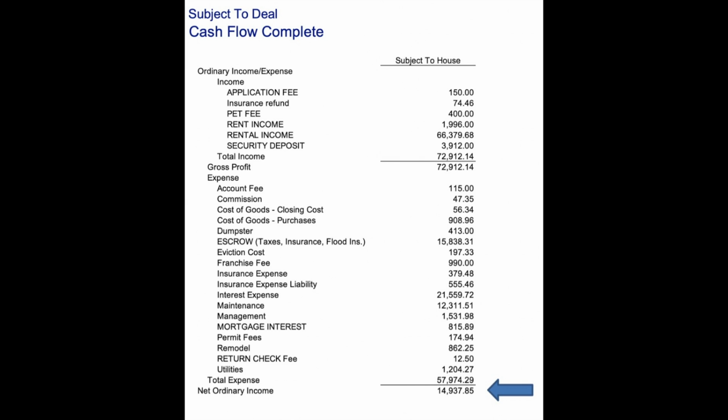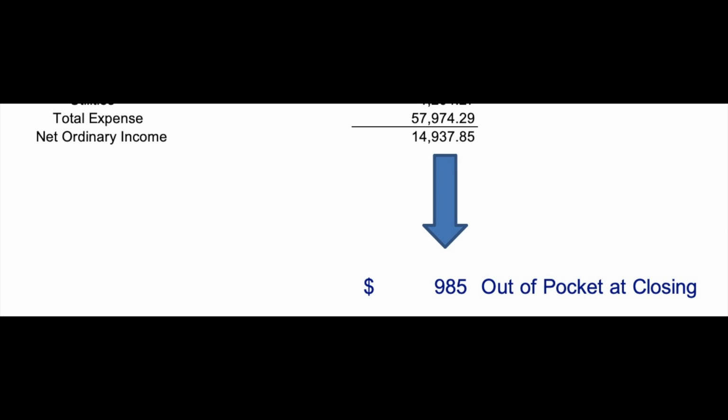So let's see what's happened with this property. This next slide shows the cash flow over the complete time we have owned this property, approximately 5 years. Now note that it does not include paying the loan off. If you take out paying the loan off, then we would have brought in $14,900, so almost $15,000. So let's review these returns. So remember, we initially came out of pocket $985 to purchase this property, this subject to deal, and that was all closing cost.